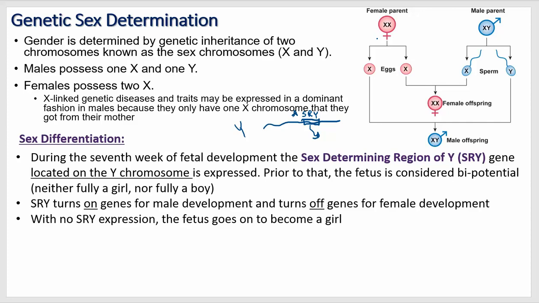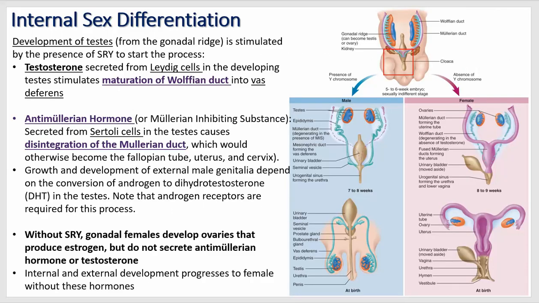So that doesn't mean that everybody starts out as a girl, which is a lot of times what people say. People start out as both or neither, really neither. And then when that SRY gene kicks in, it will turn it into a boy. If it doesn't kick in, then the fetus will go on to become a girl. All right, so internal sex differentiation.